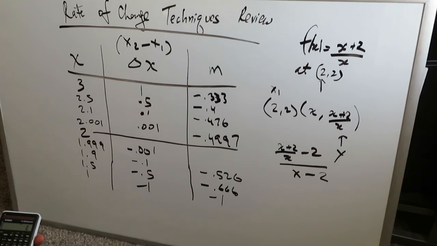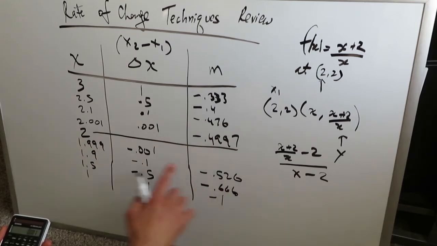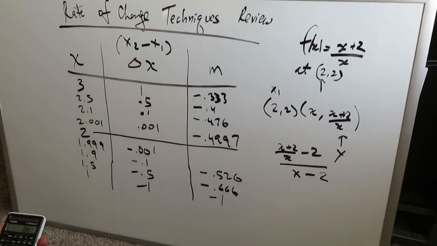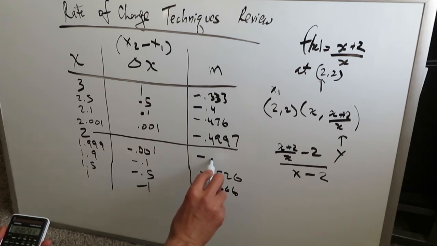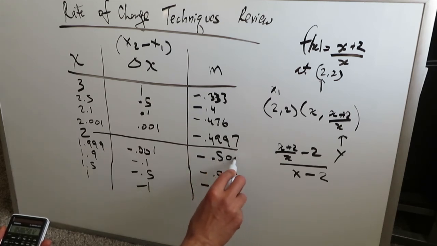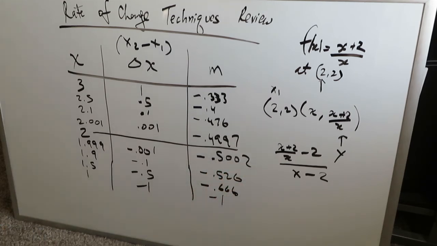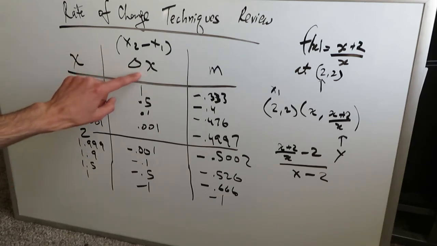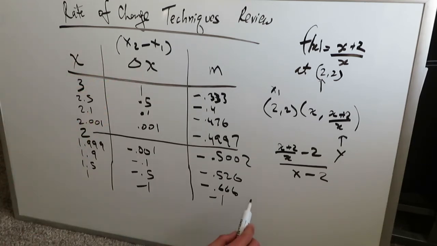We're going to use this last value, 1.999. Plug that in place of x over here. Plus 2 divided by 1.999 minus 2 divided by 0.001. Remember, this over here is represented by delta x. I get here a minus 0.5002. So look what's happening as the limit change in x is getting closer and closer to 0.